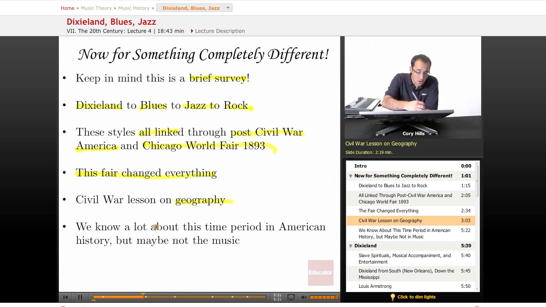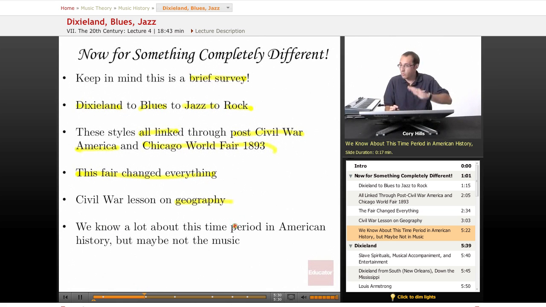So as I say, we know a lot about this time period in American history, but maybe not the music. And having this geography really helps, as we have New Orleans way, way at the bottom, very far south, and then we're going all the way up to Chicago for the World's Fair.